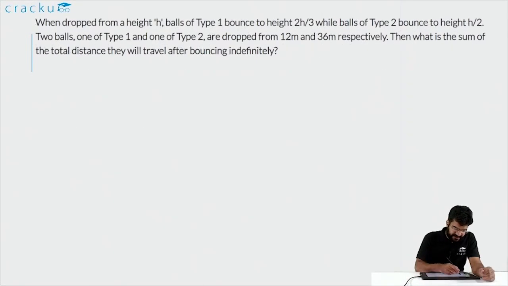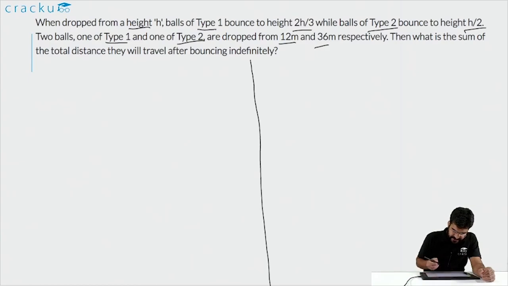In this question, it is given that there are two balls. One is of type 1 and the other is of type 2. The ball of type 1 bounces to a height of 2h by 3 when it is dropped from a height of h, and ball of type 2 bounces to a height of h by 2 when it is dropped from a height h. Two balls, that is one of type 1 and one of type 2, are dropped from 12 meters and 36 meters. Then what is the sum of the total distance that they travel after bouncing indefinitely?